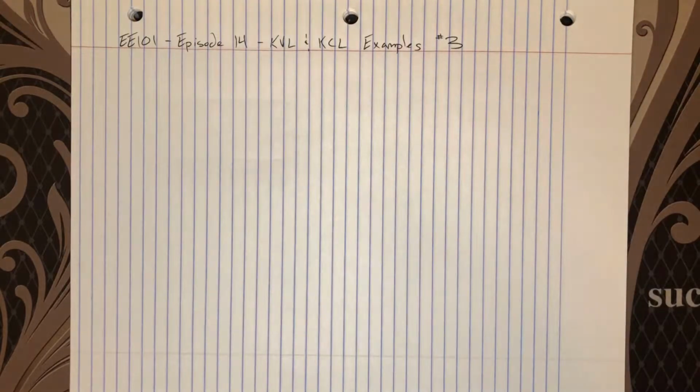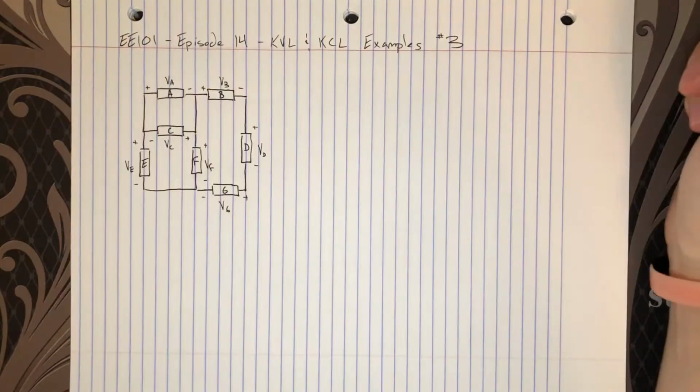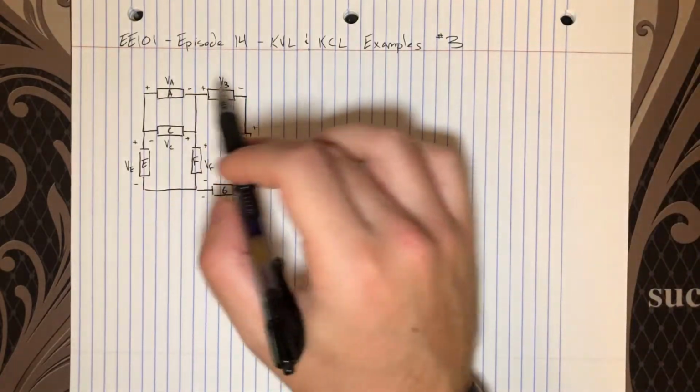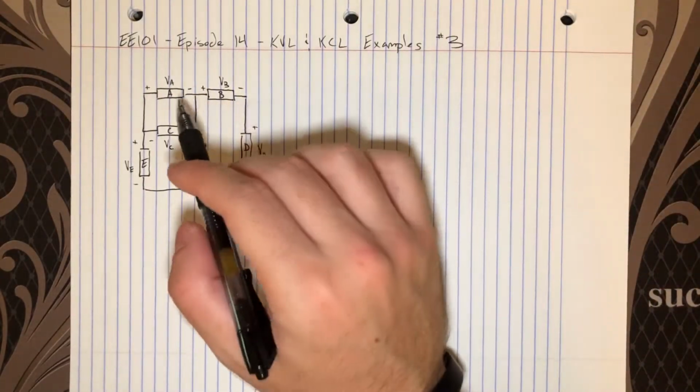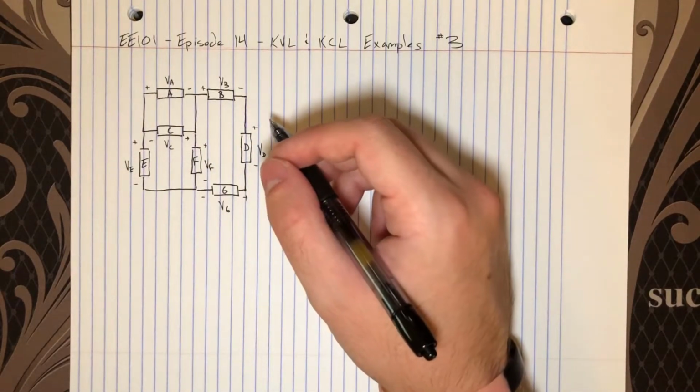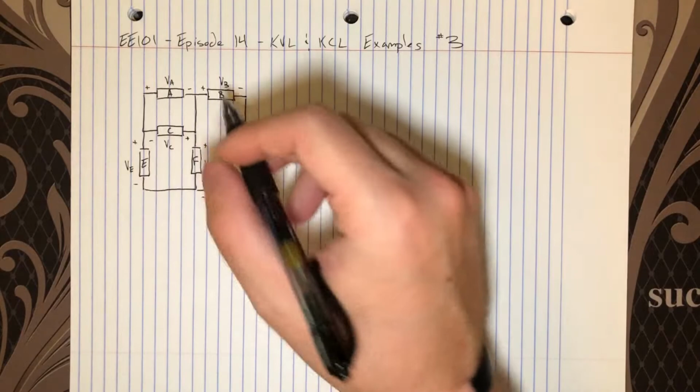So let me draw an example circuit to start. Okay, here we go. I've drawn up a circuit here with, let's see, 1, 2, 3, 7 elements. We have element A, B, C, D, E, F, and G. And there's various configurations here.